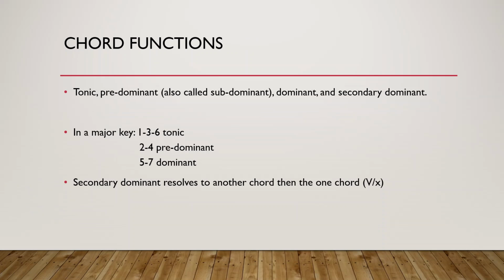We learned chord functions, which is incredibly important. We have a tonic, a predominant, also referred to as subdominant, a dominant, and in the last lesson we also learned the secondary dominant chord. And in the major key, 1, 3 and 6 have a tonic function, 2 and 4 have a predominant function, and 5 and 7 have a dominant function.